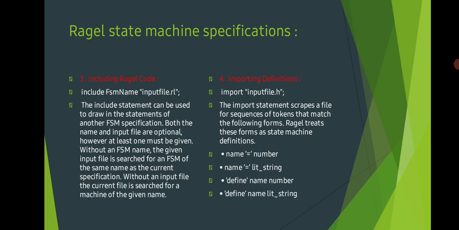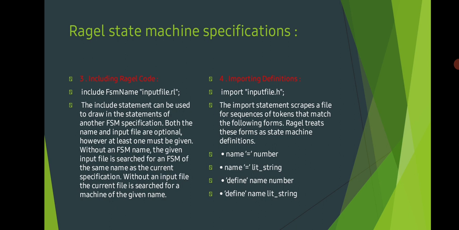Number 3. Including Ragel code. Syntax: include FSM_name "input_file.rl" semicolon. The include statement can be used to draw in the statements of another FSM specification. Both the name and input file are optional. However, at least one must be given. Without an FSM name, the given input file is searched for an FSM of the same name as the current specification. Without an input file, the current file is searched for a machine of the given name.